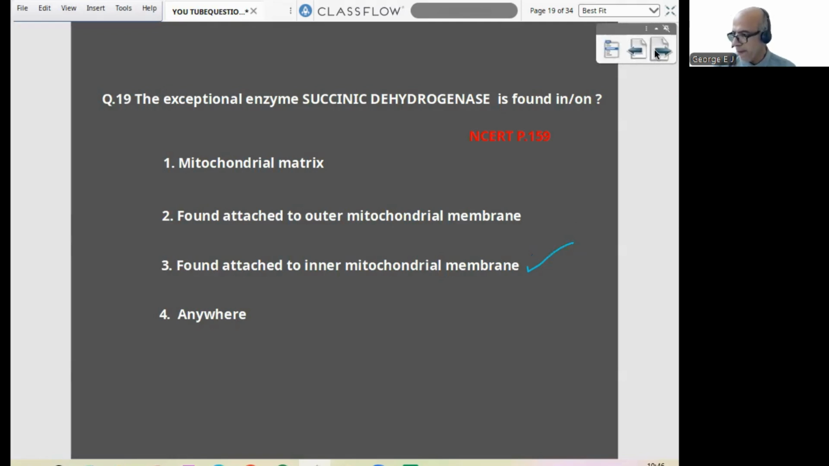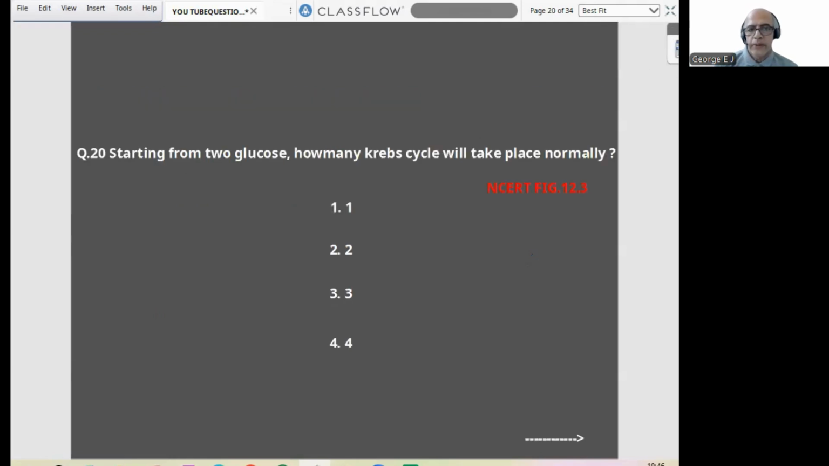Now 20. Starting from 2 glucose, that's the term, 2 glucose. This type of terms we should keep in our mind or write somewhere. How many Krebs cycles will take place normally? From 1 glucose to pyruvic acid, 2 pyruvic acid means 2 oxidative decarboxylation and 2 Krebs cycles. So from 2 glucose, 4 pyruvic acid will be produced. 4 pyruvic acid means 4 Krebs cycles. So option will be 4.